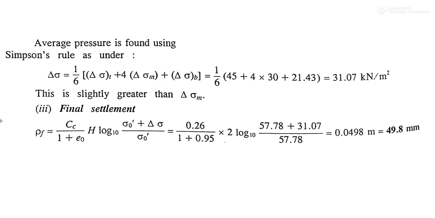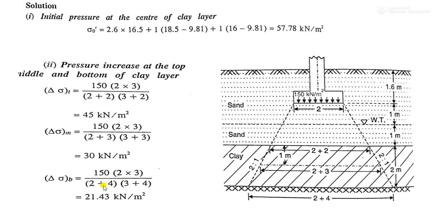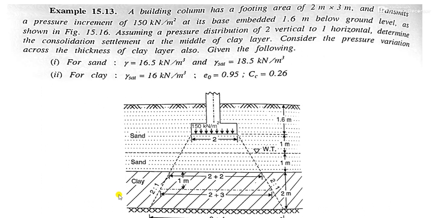The answer of this question, which question? The answer of the question that is to determine the consolidation settlement at the middle of the clay layer. So the consolidation settlement at the middle of the clay layer is 49.8 mm.